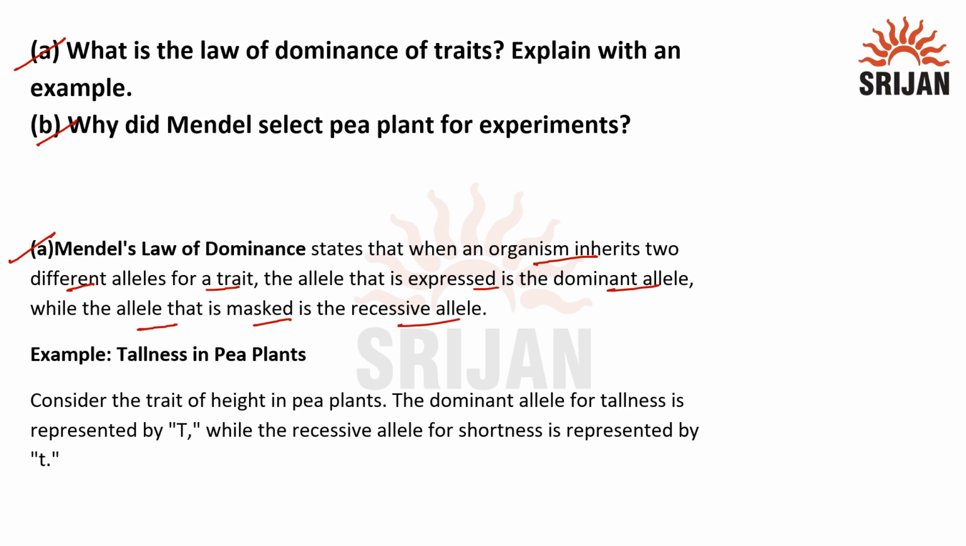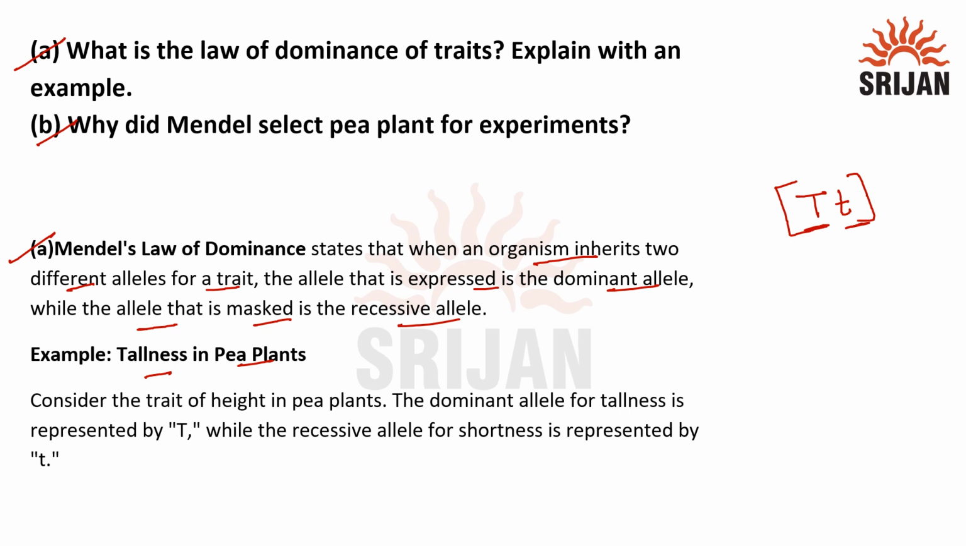So let's take an example of tallness in the case of pea plant. In the heterozygous condition, that is capital T and small t, the character that is seen is the tallness. That means tallness is going to be the dominant character. So this capital T stands for tallness and the small t is for dwarfness, and when both these alleles are present, only one character is visible. So the character that is visible is the dominant character, which is tallness, whereas the character which is masked is called as the recessive character, that is dwarfness.